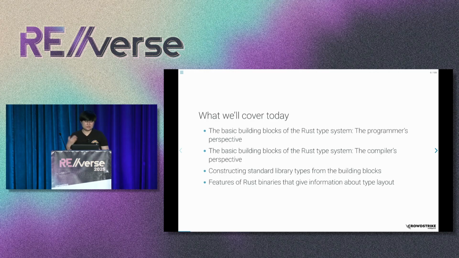Next, we'll look at things from the other side, from the compiler's perspective. How are these types that we've just looked at actually laid out? We're then going to construct some standard library types from those building blocks and put all those things together. And finally, we'll look at some features inside Rust binaries that can give you hints or information about type layout.